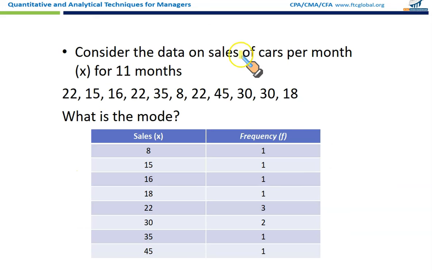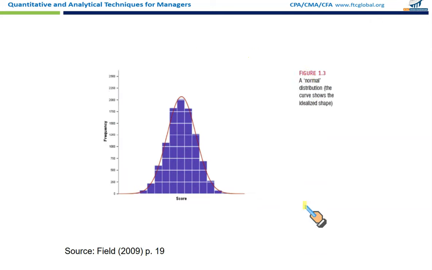Consider the data on sales of cars per month for 11 months. We discussed this already. So the mode is 22. Why? Because that is the largest sales or the highest frequency in the frequency distribution.